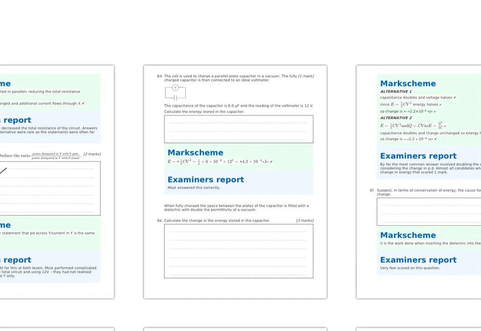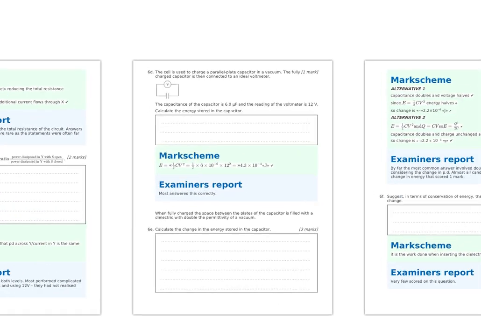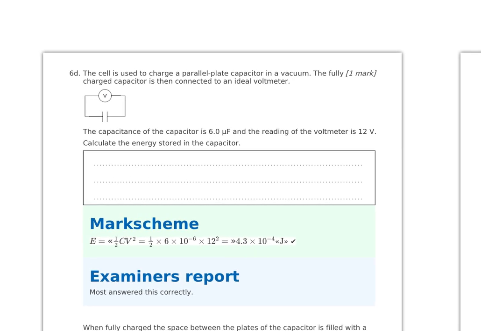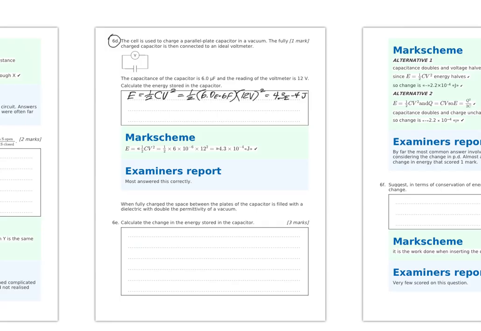But, oh look, I see a capacitor, 6D. Now let's see what's up with that. It says fully charged, we get the capacitance and the voltage. What's the energy? Easy peasy lemon squeezy. 1/2 CV squared, and we get 4.3 times 10 to the negative 4 joules.